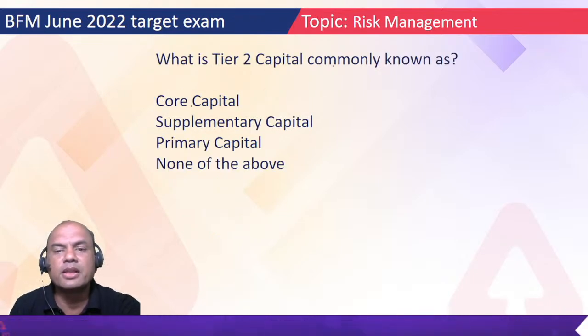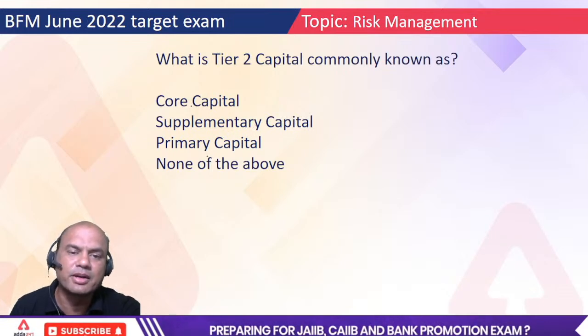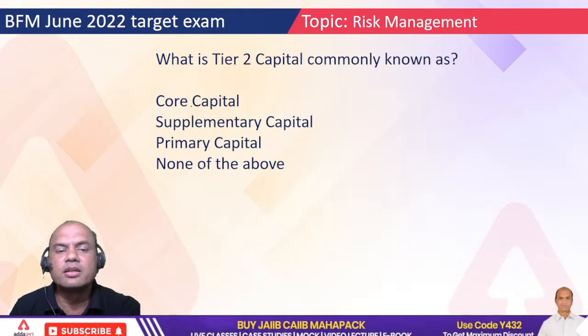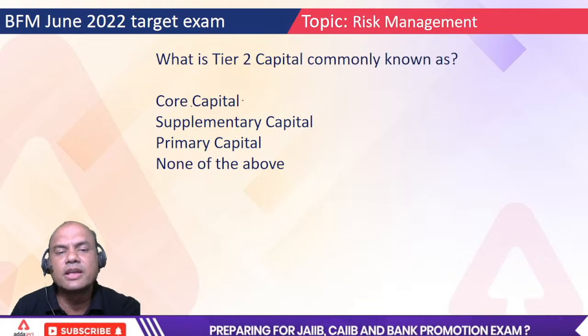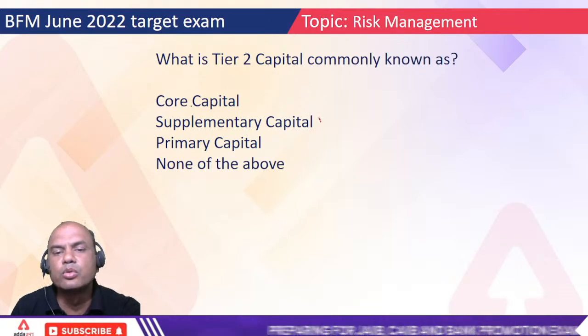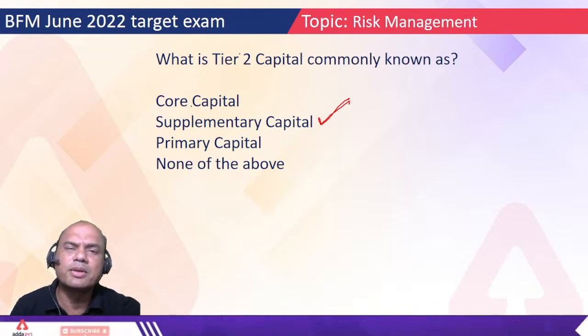What is tier 2 capital? Commonly known as core, supplementary, primary and none of the above. So the answer is correct. Just now I answered it, isn't it? Core means tier 1, supplementary means tier 2. So the answer is supplementary. Okay, tier 2 capital has many names.